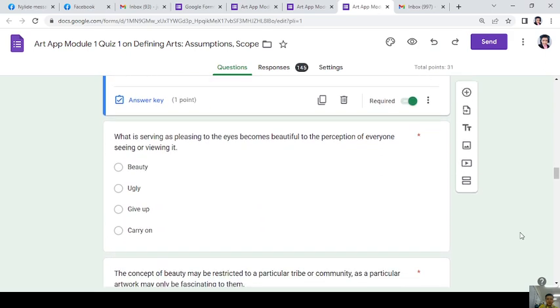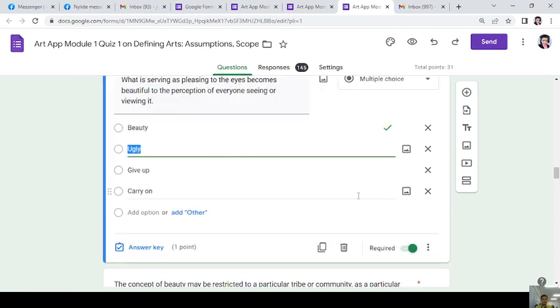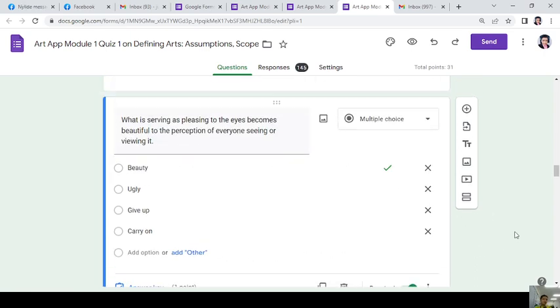Next, what is serving as pleasing to the eyes becomes beautiful to the perception of everyone seeing or viewing it. Is that true or false? That is true. So what is beautiful to you may not be beautiful to me, or what is beautiful to me may not be beautiful to you, or what is beautiful to you can also be beautiful to me. What is ugly for you could also be ugly for me.